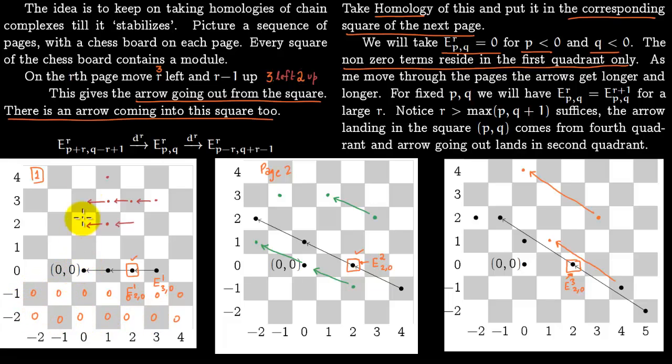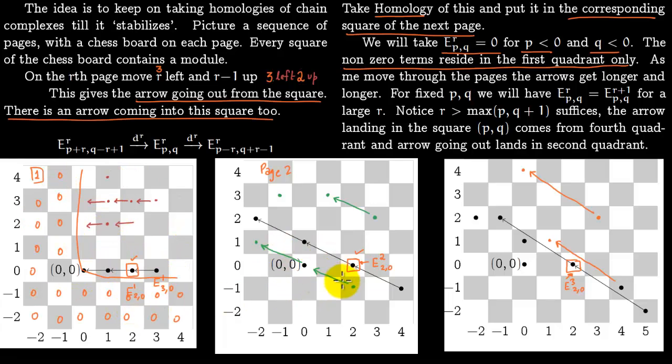And again, all these are 0 modules. So other than the first quadrant, everywhere else you have 0 modules. So only non-zero modules live in this first quadrant. Again, only these non-zero modules live in this portion, the first quadrant. Everywhere else you have 0.